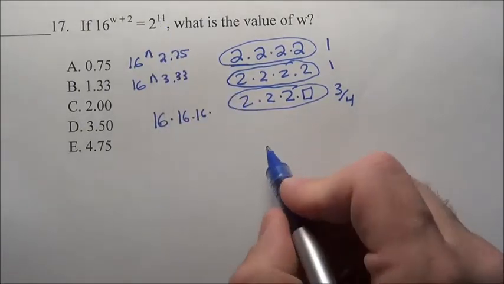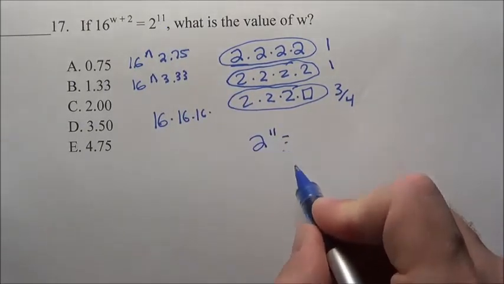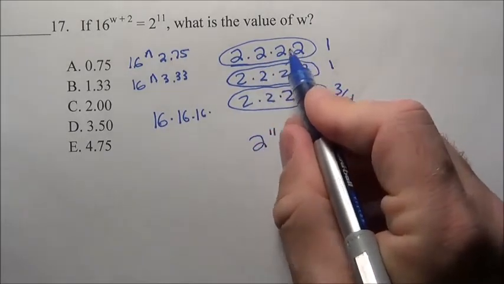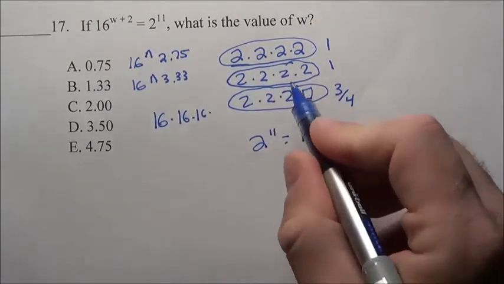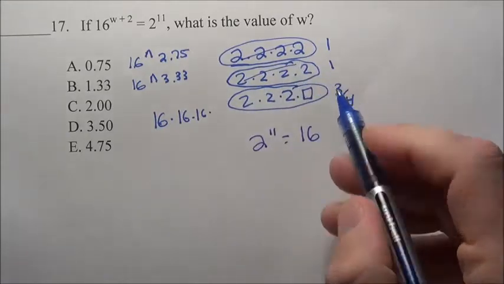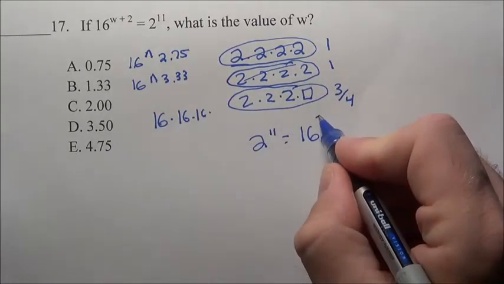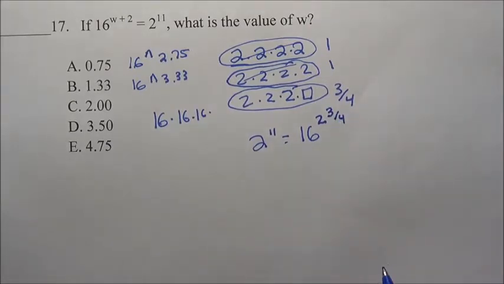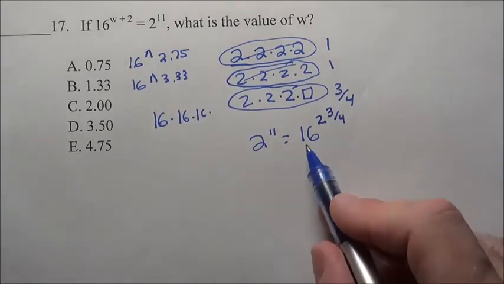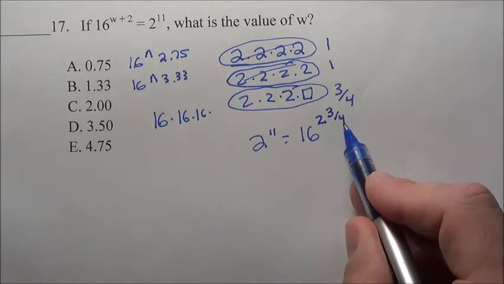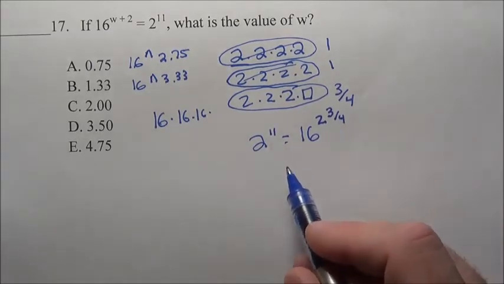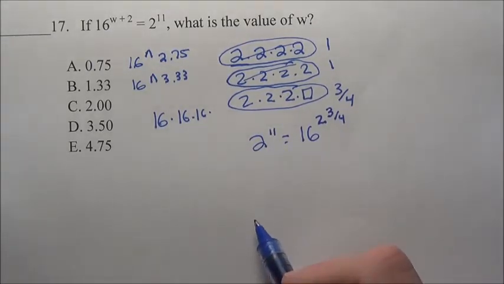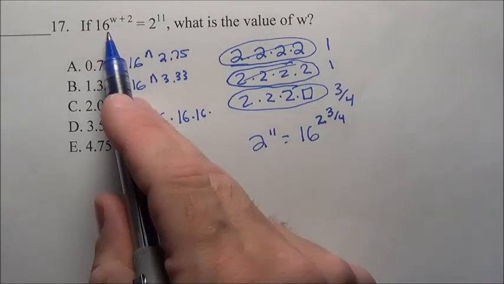This 2 to the 11th can be written as 16, 16. How many sets of 16? 1, 2, and then 3/4. So it can be written as 16 to the 2 and 3/4 power. If you don't believe me, do 16 raised to the 2.75, and you'll see that it is the same as 2 to the 11th. Well, this brings us back to the problem.